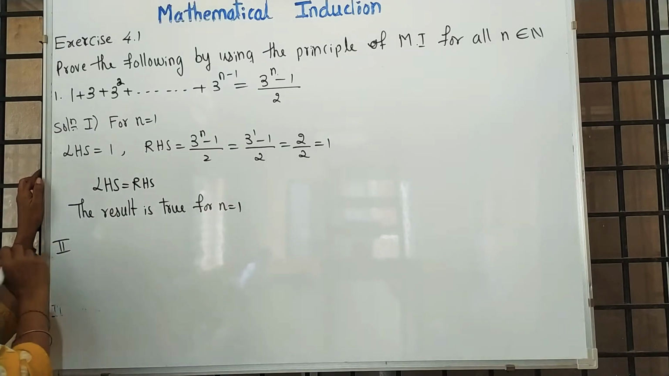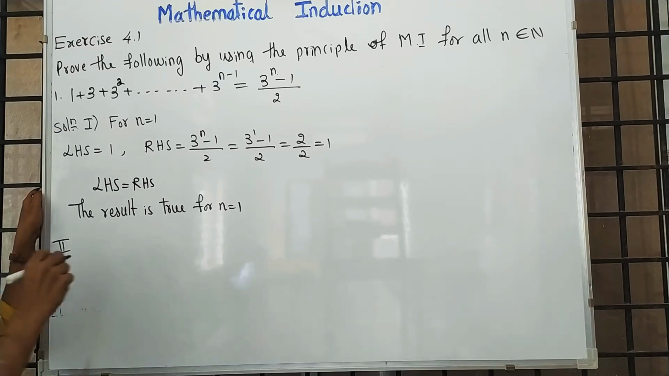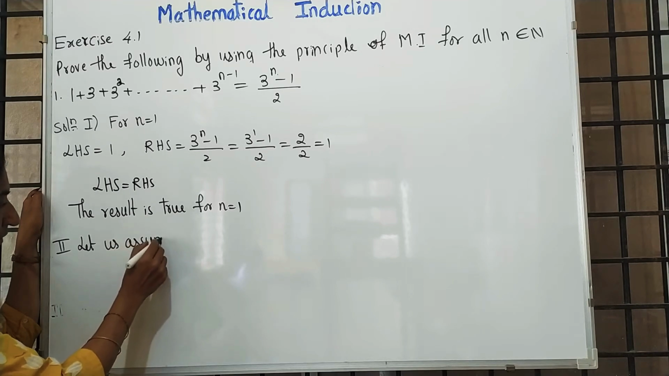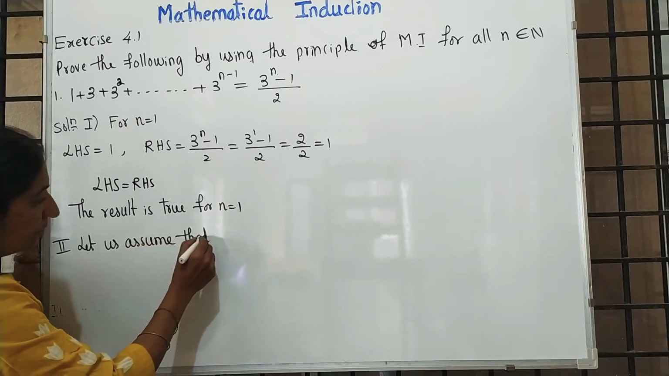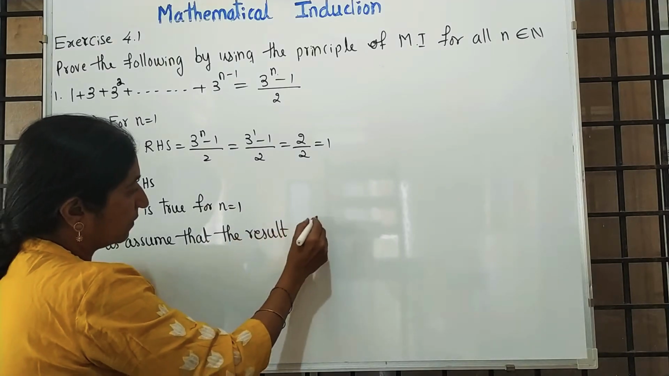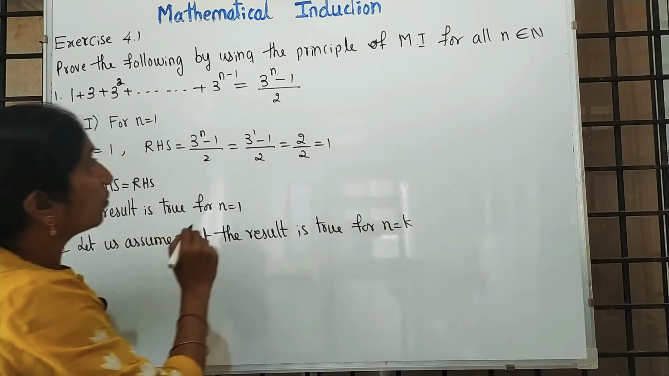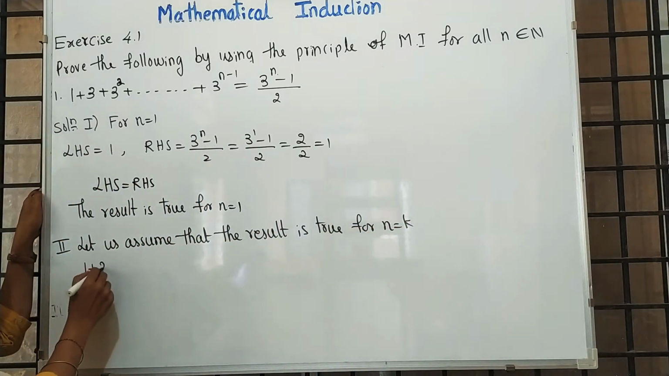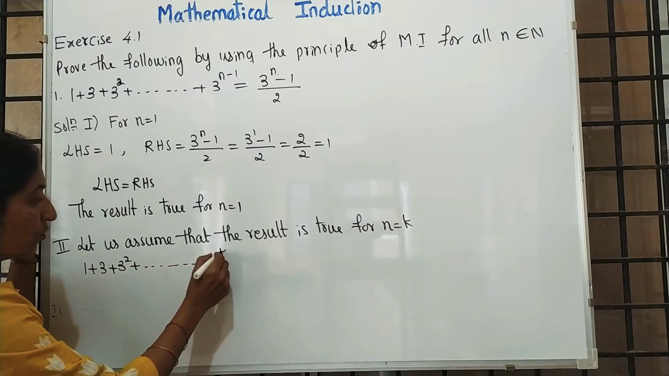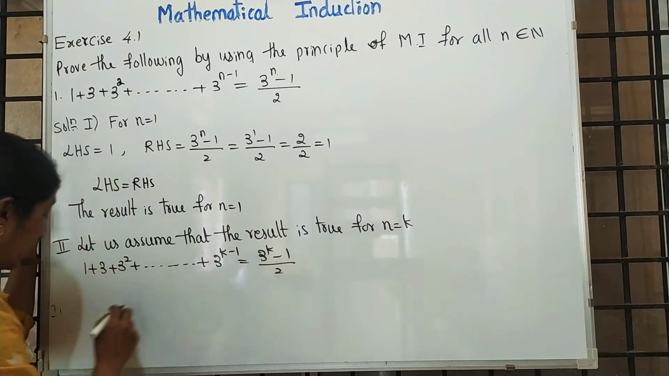Yes, have you remembered the second step? It is nothing but we are assuming the result is true for n is equal to k. Let us assume that the result is true for n is equal to k. It is 1 plus 3 plus 3 square continuation 3 raised to k minus 1 is equal to 3 raised to k minus 1 divided by 2.